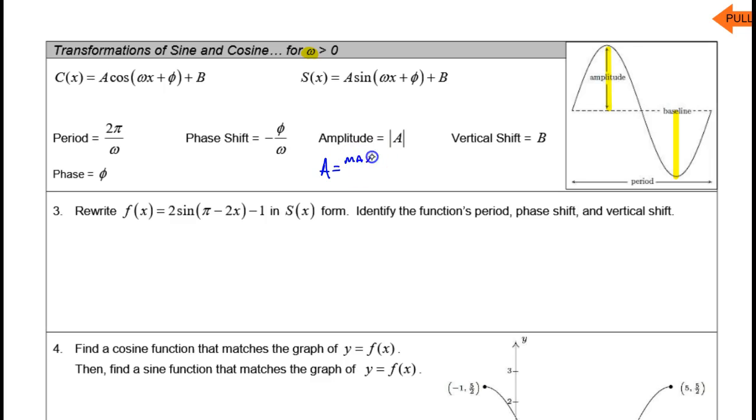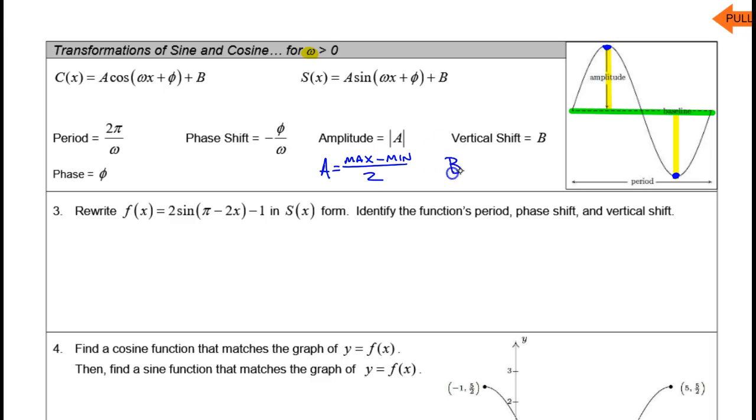max minus min, divided by 2. Max minus min, and when I say max, I mean the max there, and min is the minimum there. So max minus min divided by 2 will give you amplitude. Next thing we'll talk about is the baseline. The baseline is the midpoint of the function, and that is the average of the max and the min. And the way we find an average of two numbers is we add them and divide by 2.